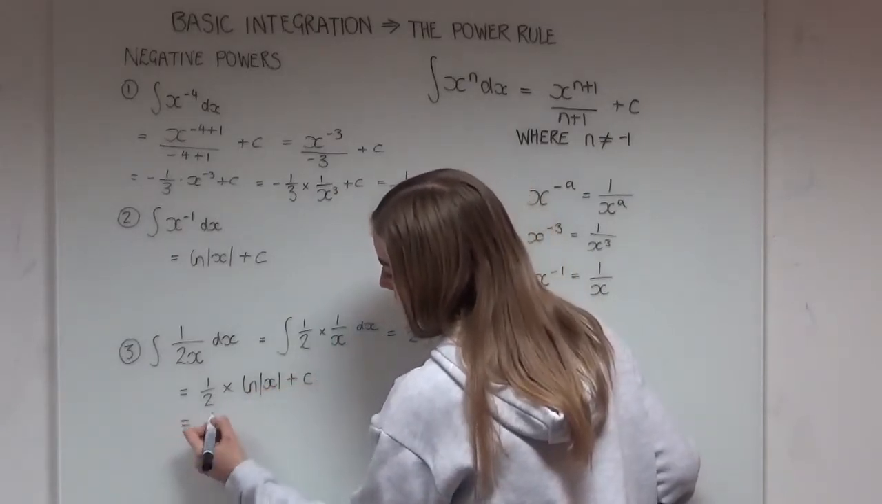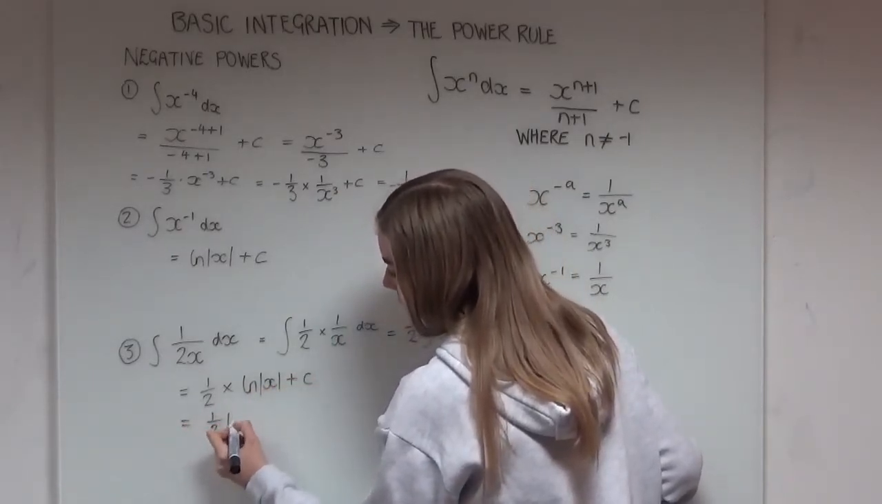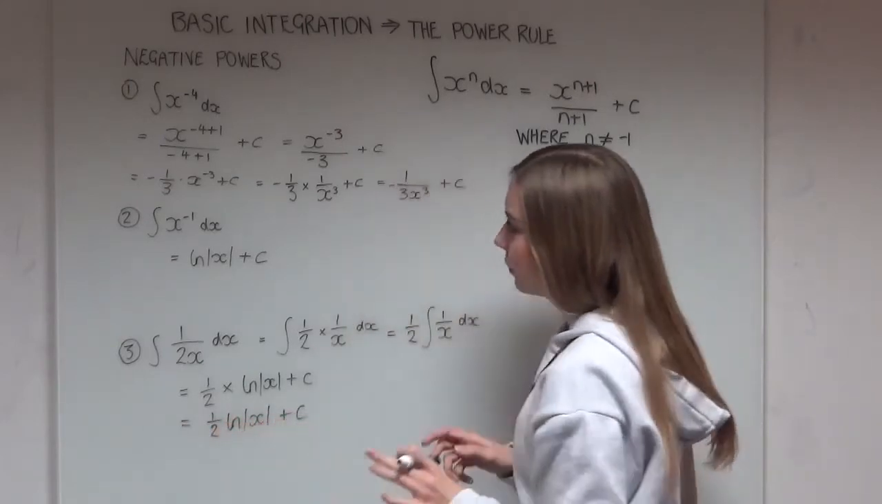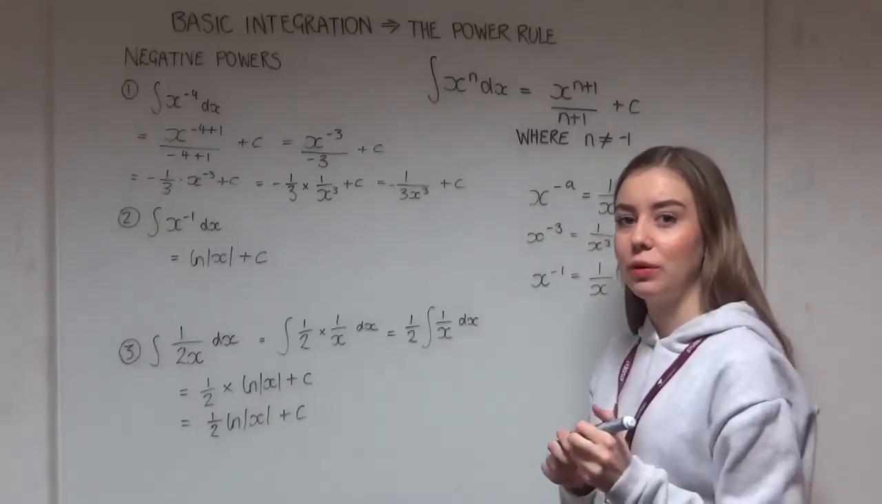So that gives us the final answer of a half ln x plus c. And that's how you do integration with negative powers.